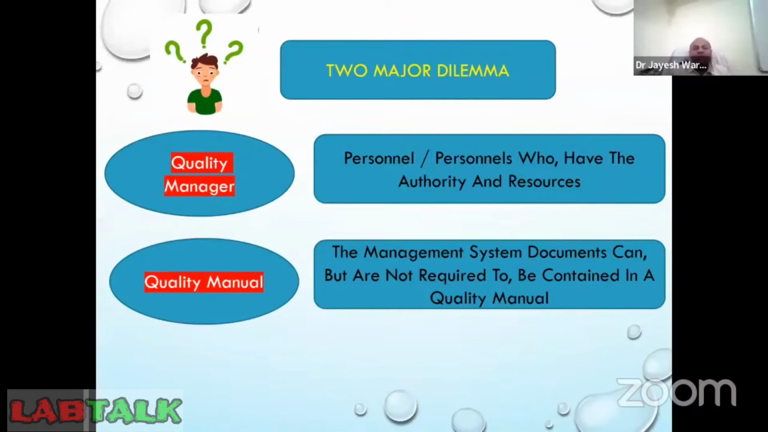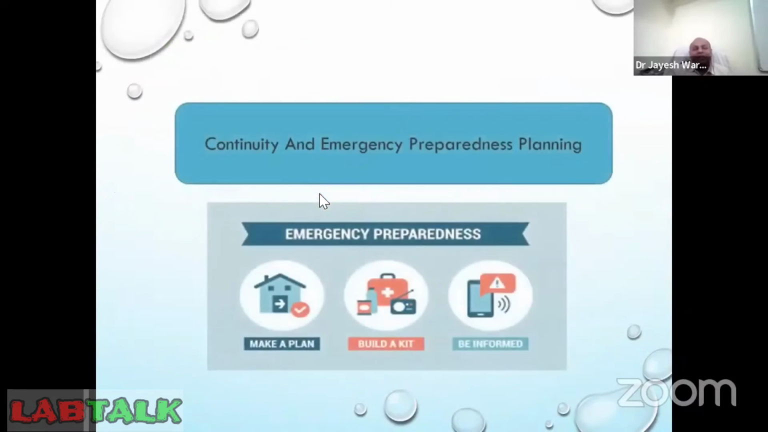So these are the two major dilemmas where people come to me, asking whether a quality manager and quality manual are required or not. Personnel are required, and you can call them anything: lab manager, supervisor, or even quality manager. A manual is also required, and you can call it a lab manual or quality manual. The designated names are not mandatory. You can call them anything as per your convenience. So these are the two major dilemmas I have discussed here.